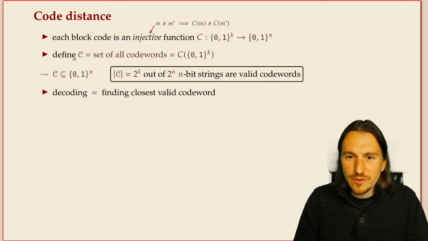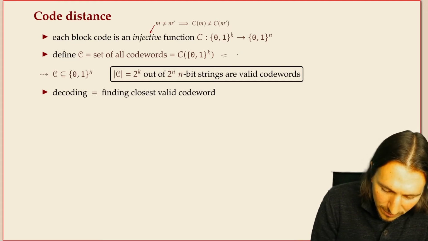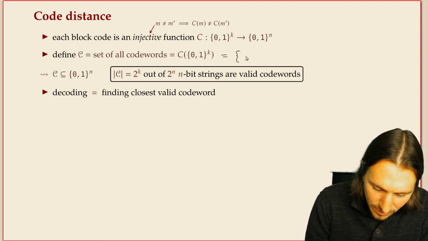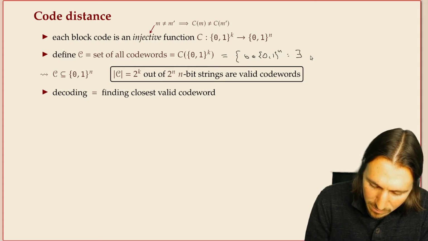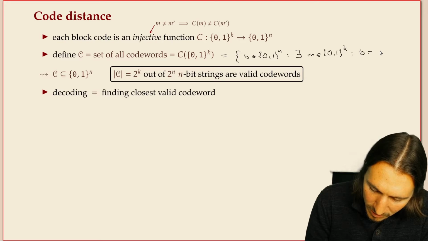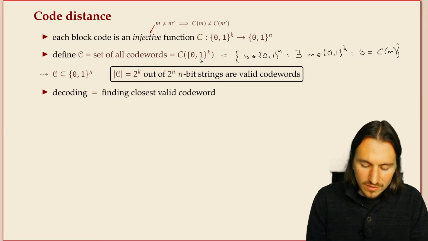Then we define this curly C as the set of all code words in that code. This notation, I don't know if you've seen it in math, is just lifting, that's the range of a function. So it's all blocks in {0,1}^n for which there exists a message in {0,1}^k, so that this block is what comes out of the message if you apply the code. That is what this notation means.